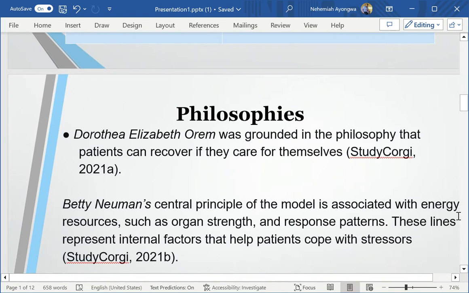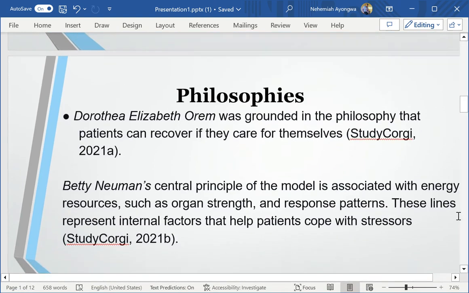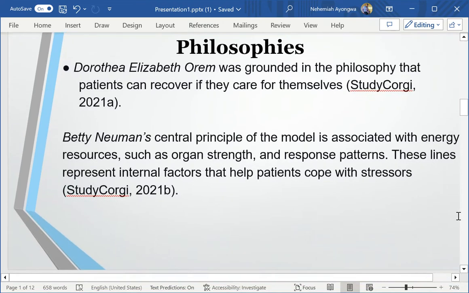Orem's theory was grounded in the philosophy that patients can recover if they care for themselves. Neuman's central principle of the model is associated with energy resources such as organ strength and response patterns. These lines represent internal factors that help patients cope with stress.